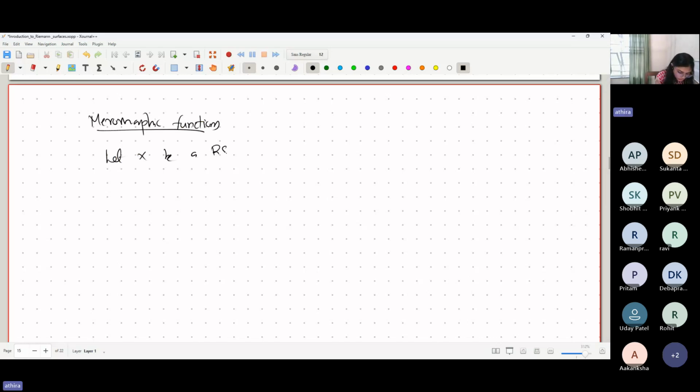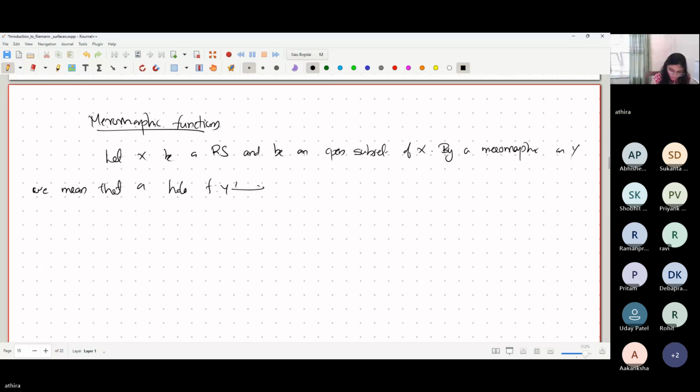Let X be a Riemann surface and Y be an open subset of X. By a meromorphic function on Y, we mean a holomorphic function f from Y' to C, where Y' is an open subset of Y such that the following hold.